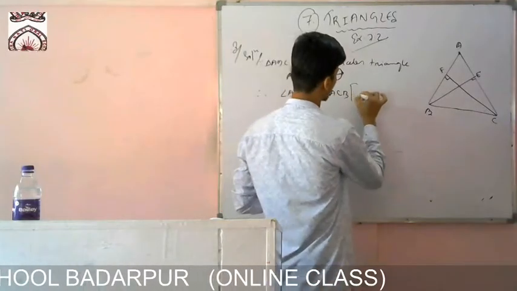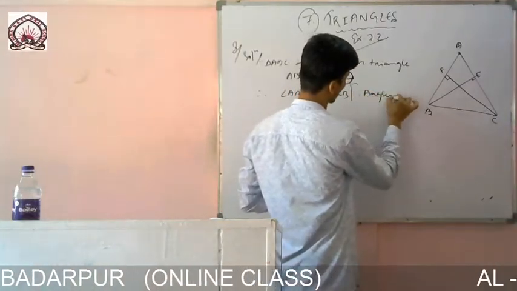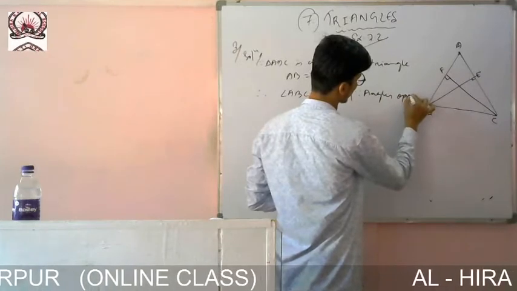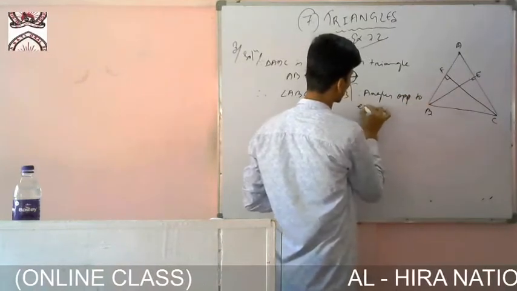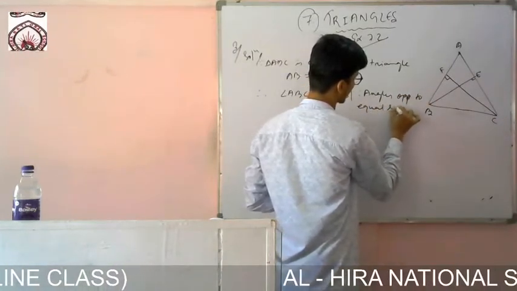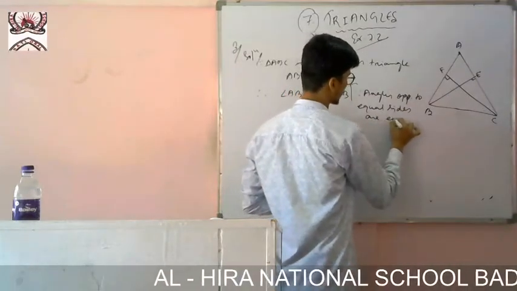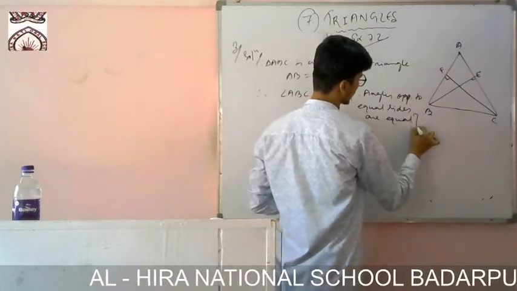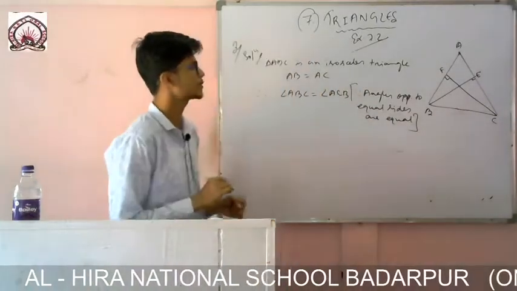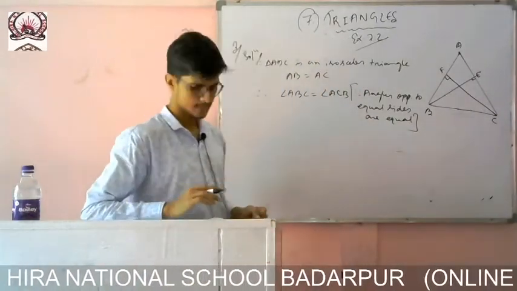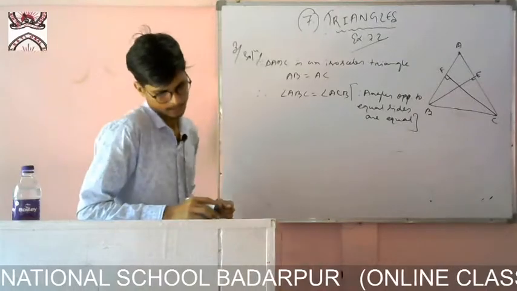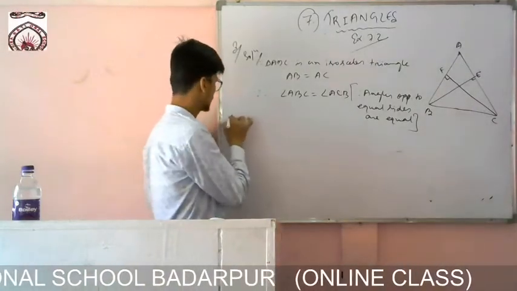You write here: angles opposite to equal sides are equal. So this is the reason. Okay, so now let me write what I have said.